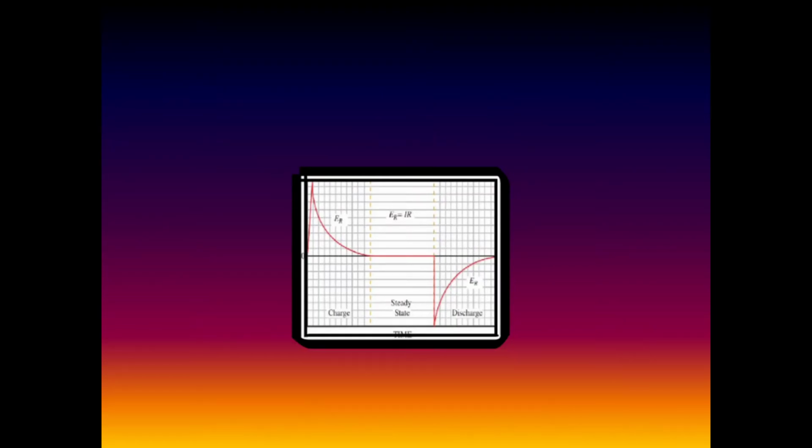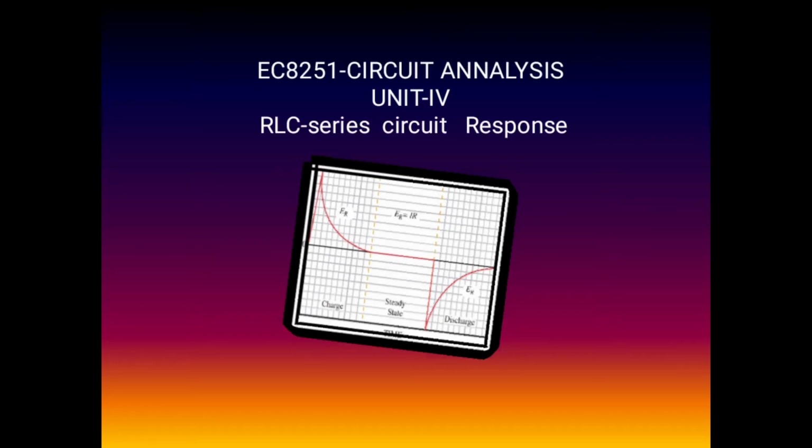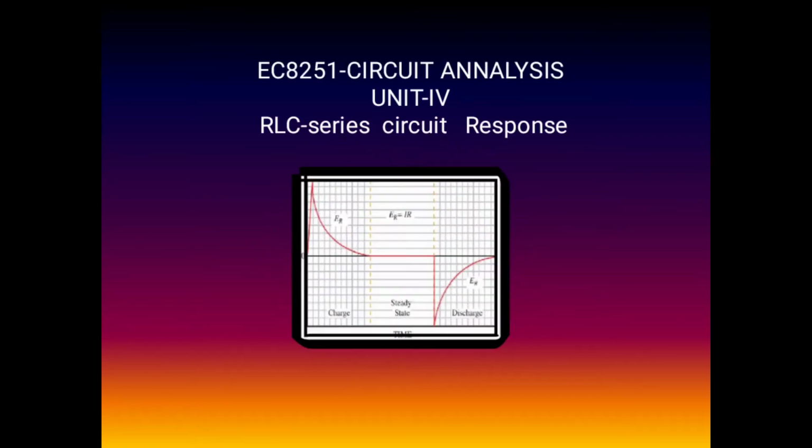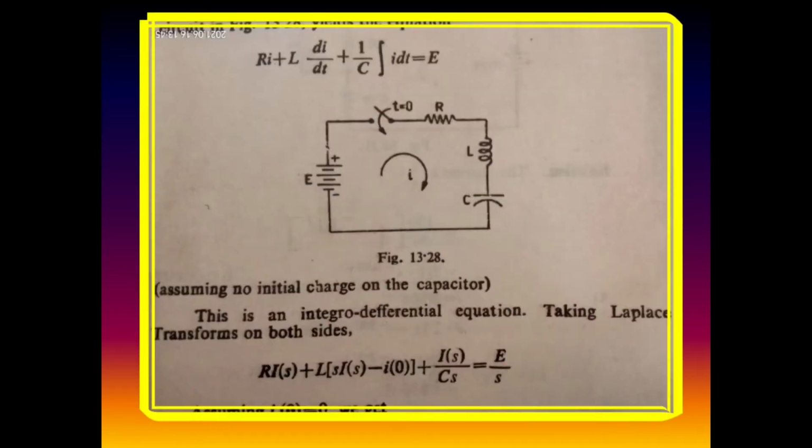Now we are going to discuss the fourth unit, transient response of RLC series circuit. Already we have discussed the transient response of RC series circuit, and the step and impulse response of RC series circuit. Now we are going to discuss the RLC series circuit response.